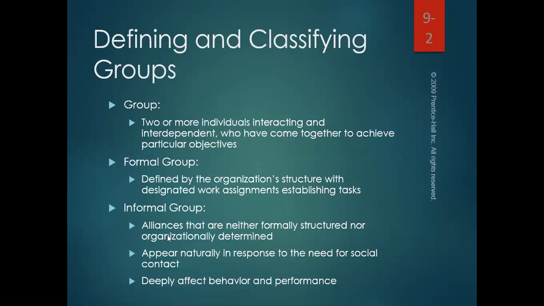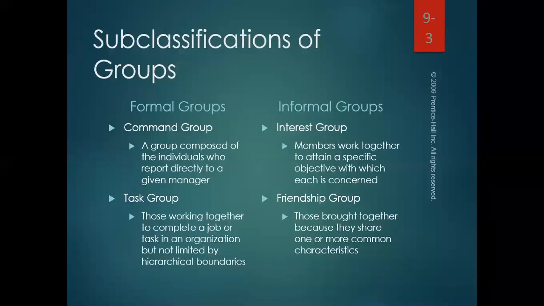Then an informal group is an alliance that is neither formally structured nor organizationally determined. It appears naturally in response to the need for social contact, and deeply affects the behavior and performance of one another. This is basically people designing groups based on their own interest. People work in the group based on their own interest, and this is not a formally structured group. So people form this kind of group by their own interest, so they ultimately affect the behaviors of the individuals in the organization.